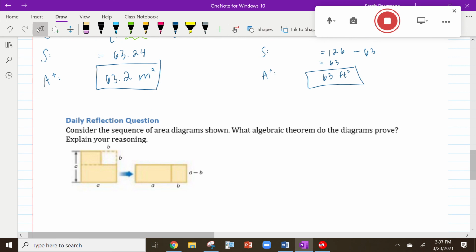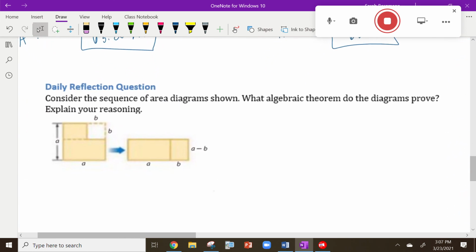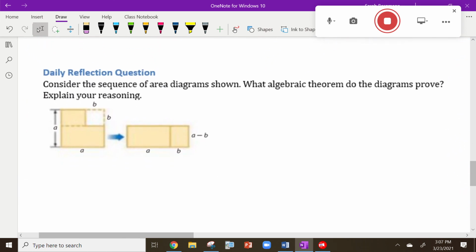All right, here's what I want you to reflect on tonight. It says, consider the sequence of area diagrams shown. What algebraic theorem do the diagrams prove? Explain your reasoning. What I want you to do for this is maybe think about the area. What's the area of this shape? The shaded figure. How can you find or represent the area of that shaded figure? Now, how could you represent the area of this rectangle?